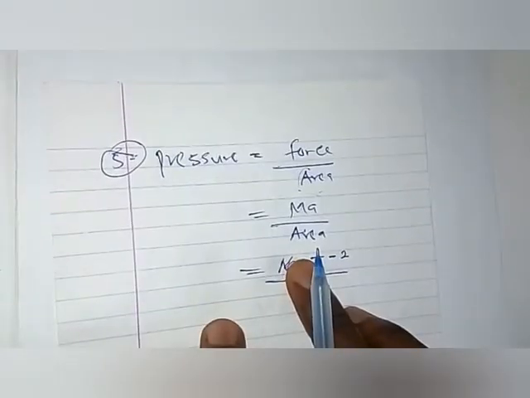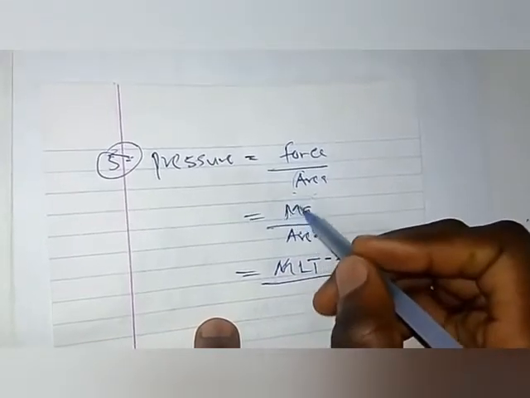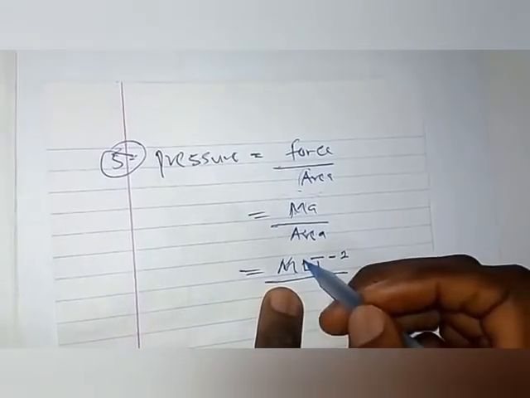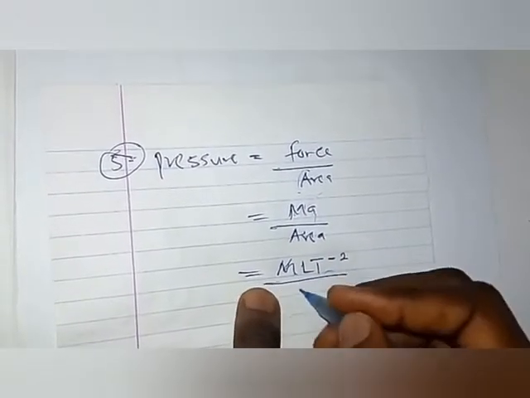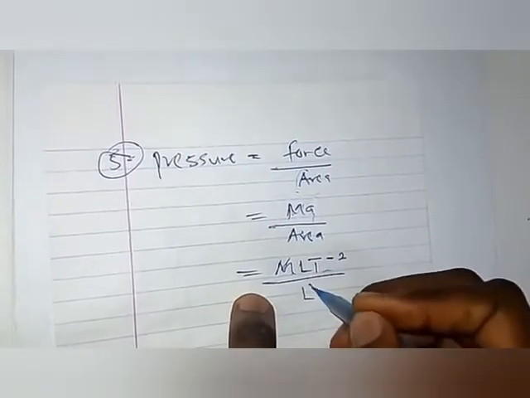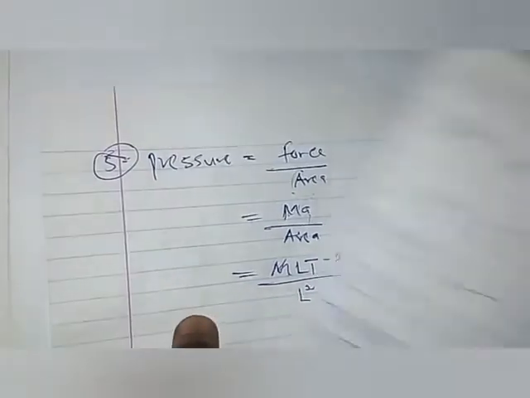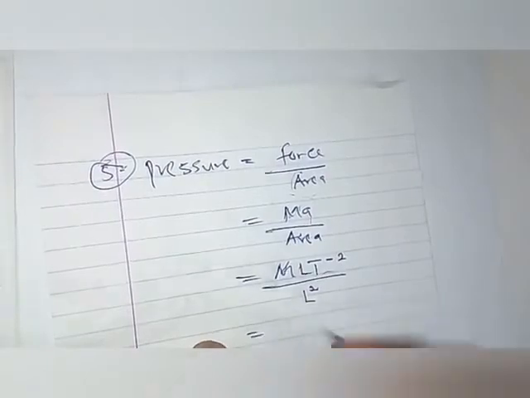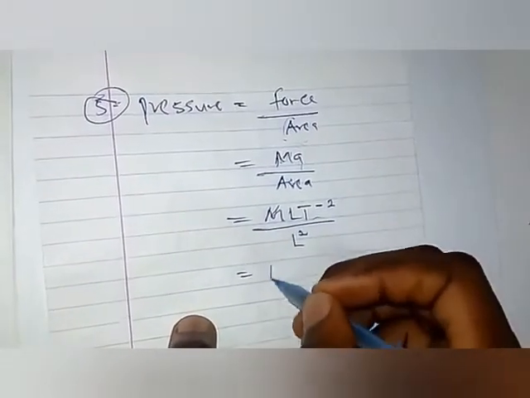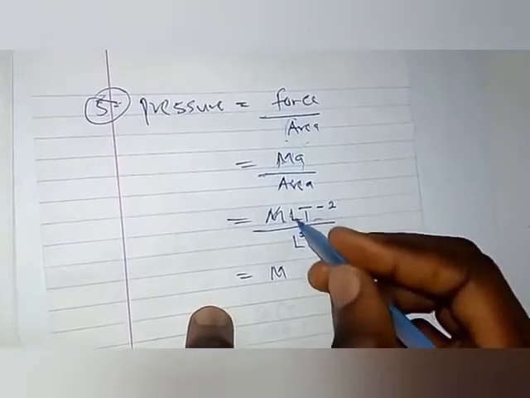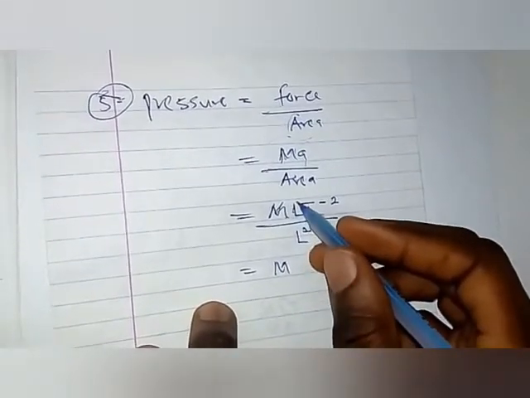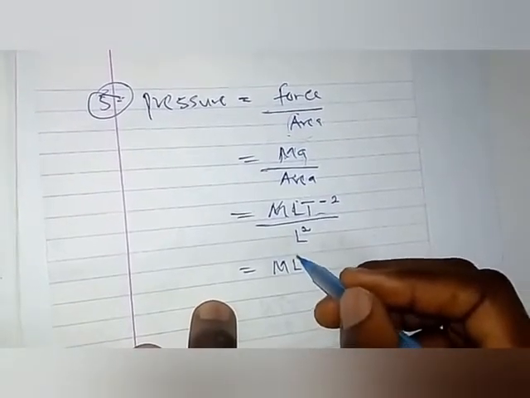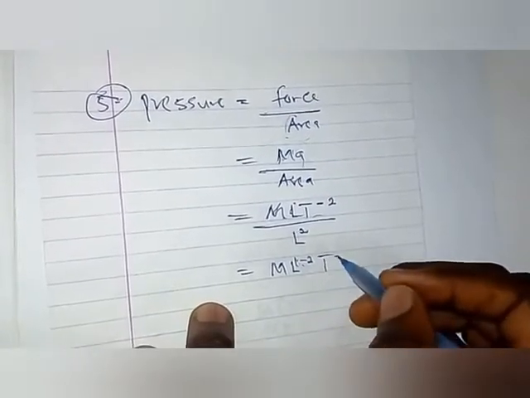So this is ma over area. Then m, then the dimension for acceleration, over the dimension for area, which is L squared. Don't forget, I said earlier, the dimension for acceleration is L T to the power of minus 2. Then you try to use the law of indices here. Then you have your m, then L to the power of 1 minus 2, according to the law of indices, then T to the power of minus 2.